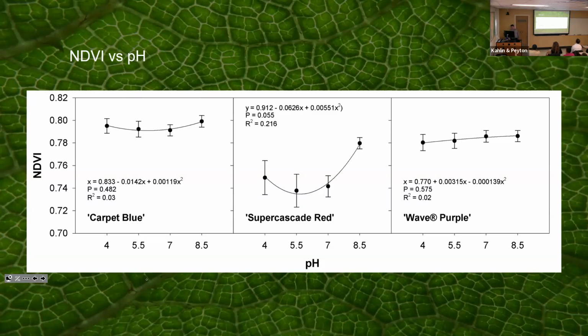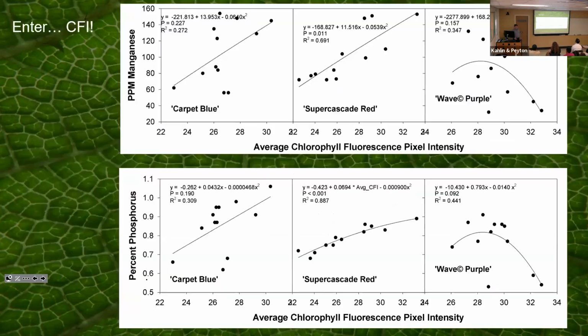So, because this is just a graphed average, because those graphs get pretty busy when you've got 96 more points on there between the three graphs. And in this instance, this is where it becomes valuable to have other indices. So now we jump over to the chlorophyll fluorescence images, or chlorophyll fluorescence index, sorry. So these are graphed against that percent phosphorus and the parts per million of manganese that we saw in that first pH section graph.